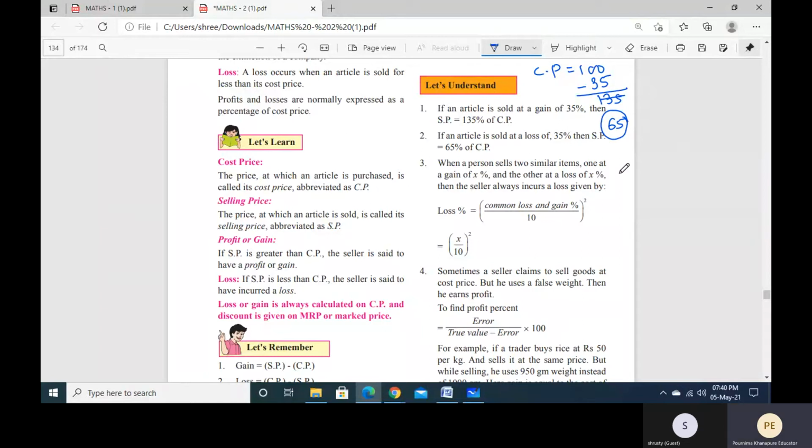Now, when a person sells two similar items, one at a gain of X% and another at a loss of X%. Let's say both have 100 rupees as the price. Same thing he is selling, but one at a profit of X%. That means its total value is 100 plus X. When there is a loss, its value is 100 minus X. So this is the SP when there is a profit, and this is the SP when we have a loss. Then the seller always incurs a loss. So every time it is a loss.